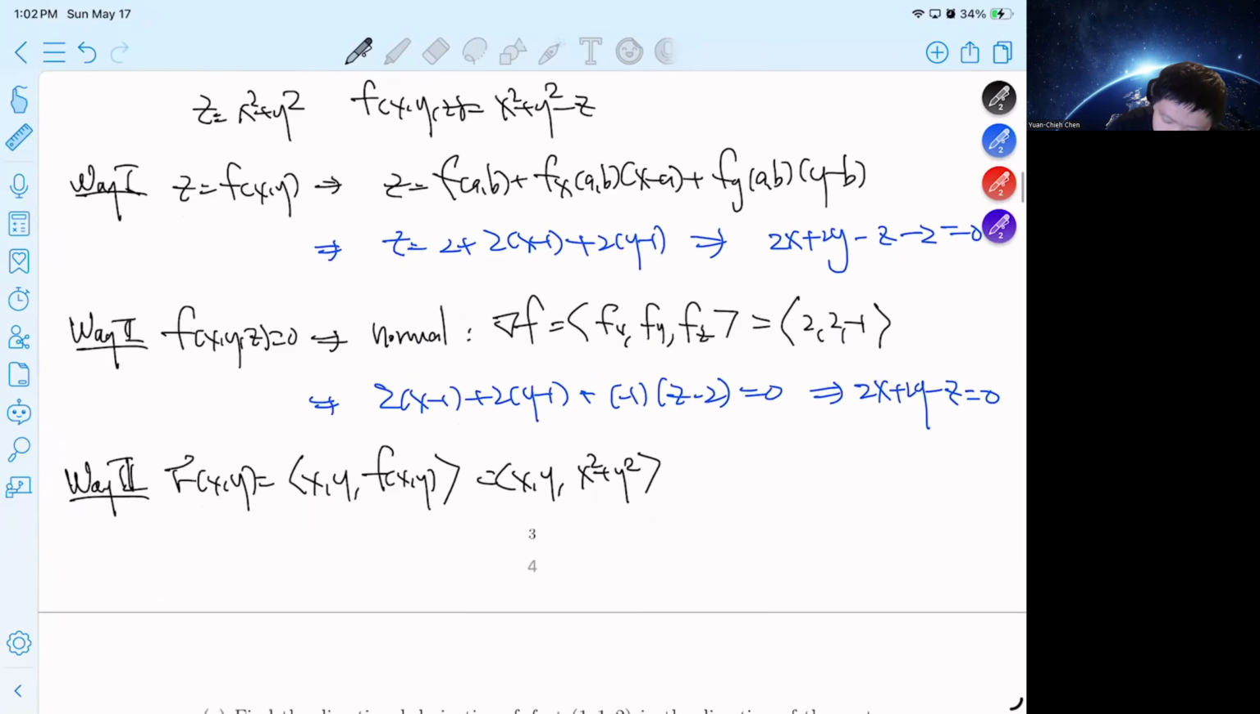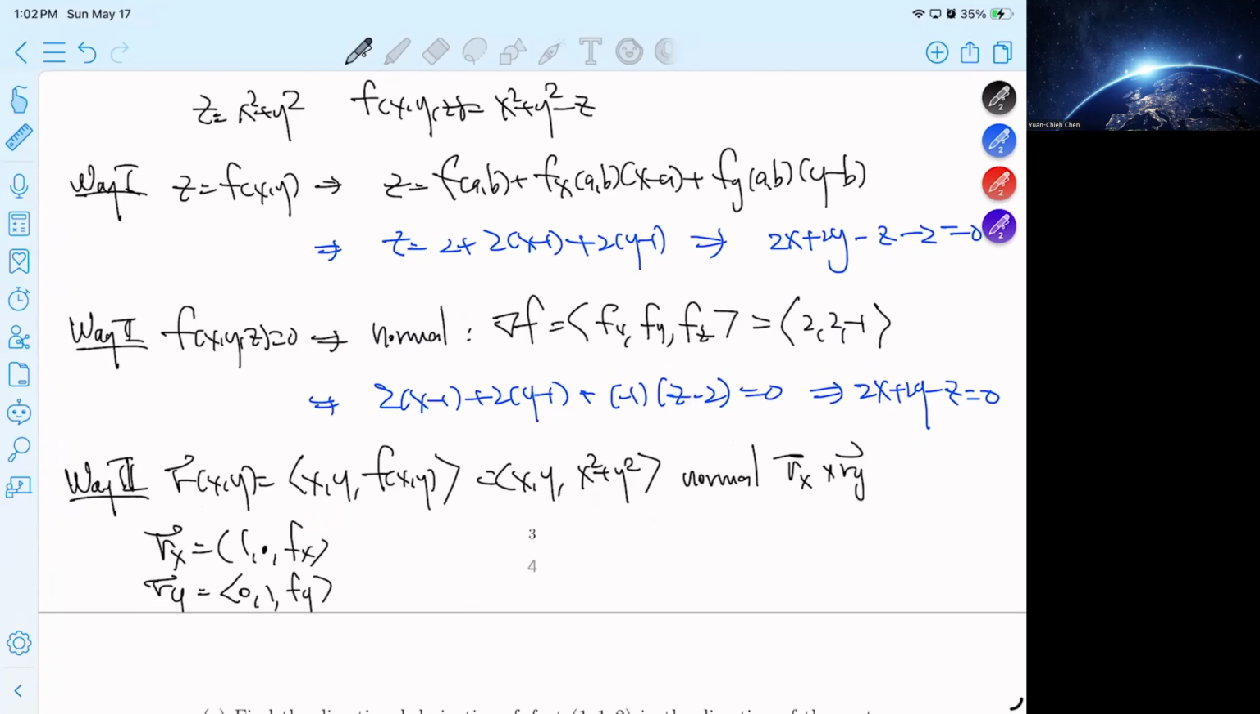And the normal vector will be rx cross ry. In this case, rx is (1, 0, fx), and ry is (0, 1, fy). I'll leave the calculation to you. Trust me, they'll give the same answer. So in this case, at (1, 1), rx will be (1, 0, 2), and ry is (0, 1, 2).